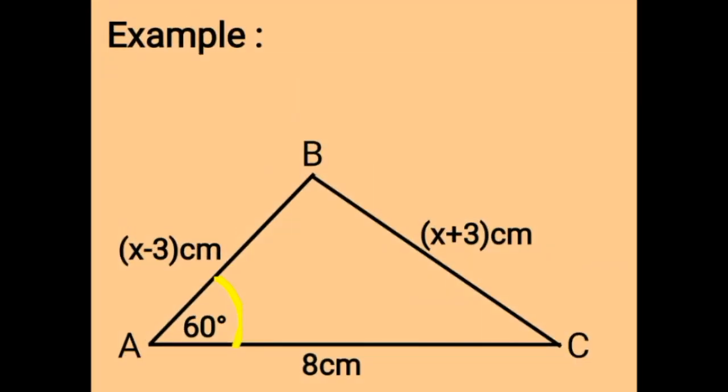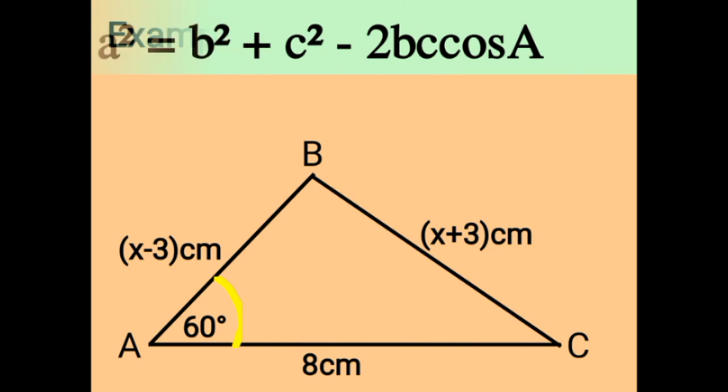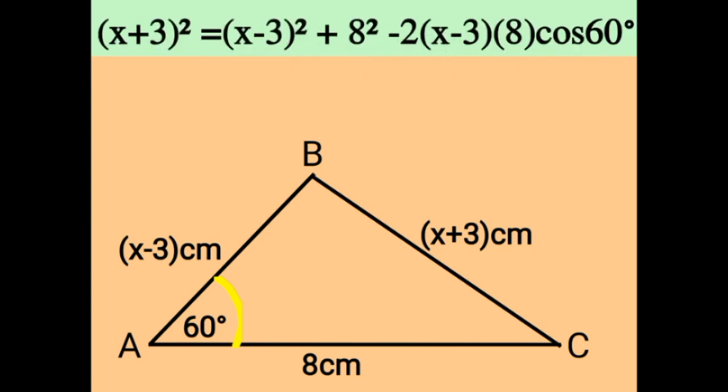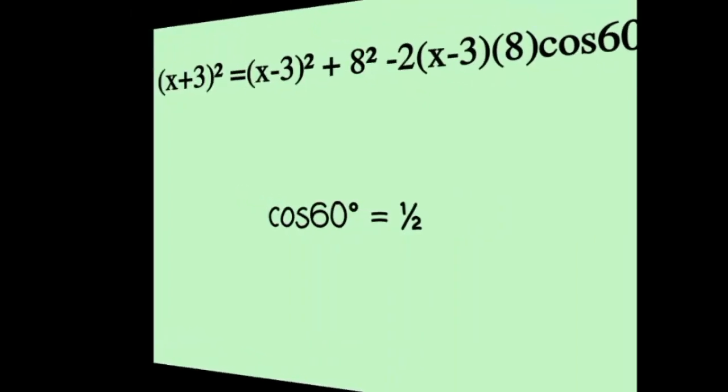Now let's take a look at another example. Find the value of X. Here the lengths of all three sides with an angle are given, so we can use the cosine rule to find the value of X. So using the formula A squared equals B squared plus C squared minus 2BC cos A, then (X plus 3) squared equals (X minus 3) squared plus 8 squared minus 2 times (X minus 3) times 8 cos 60 degrees.